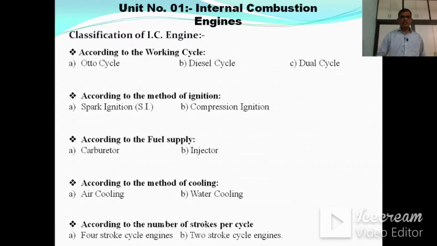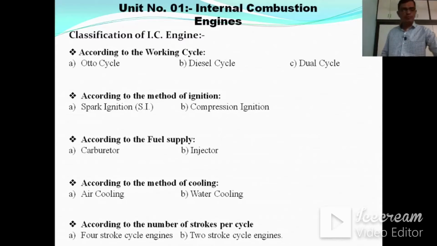Next classification is according to the number of strokes per cycle. First is 4-stroke cycle engine and second is 2-stroke cycle engine. In a 4-stroke engine, there are 4 strokes: suction, compression, expansion and exhaust. In a 2-stroke engine, the first stroke is compression and the second stroke is power stroke. The suction and exhaust are mixed with these 2 strokes.